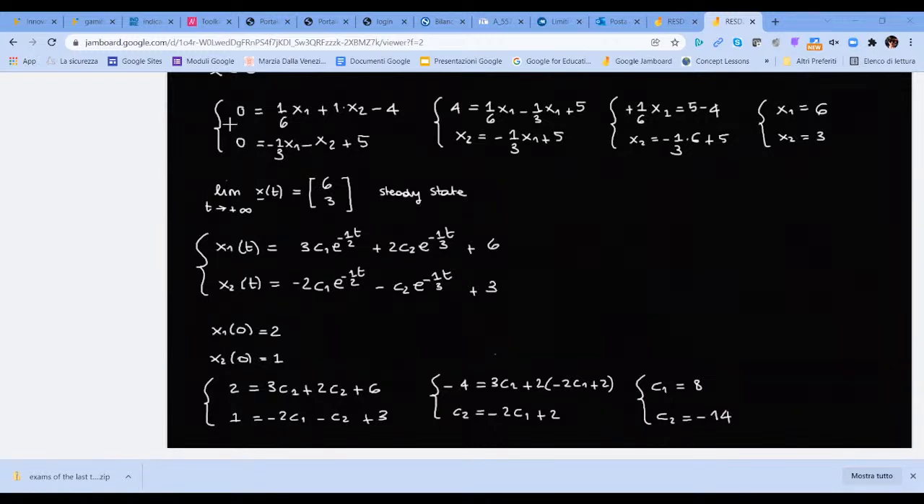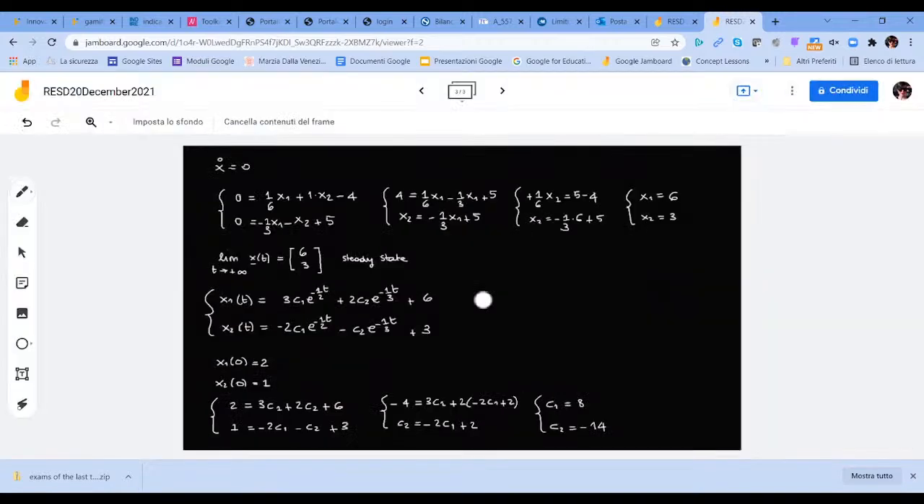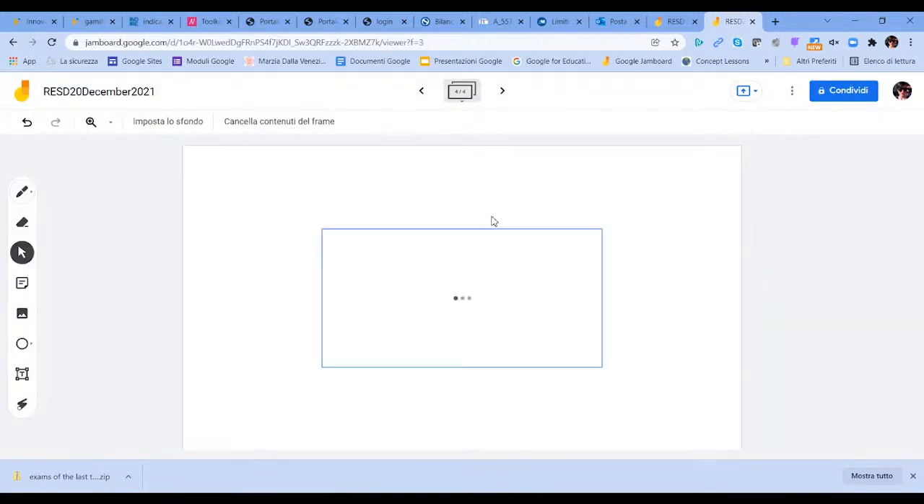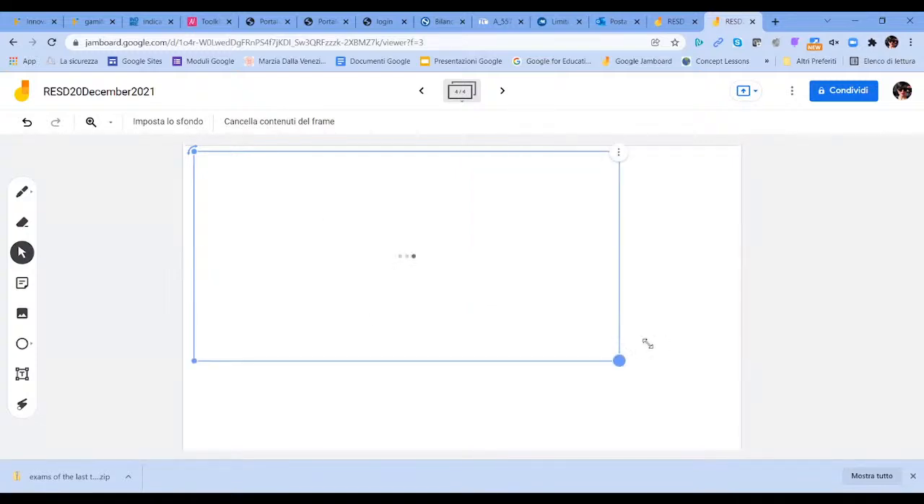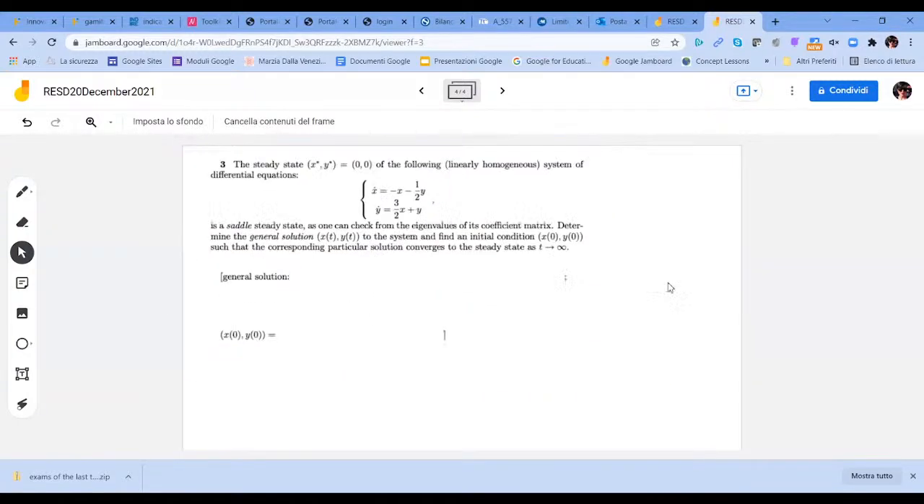You have a steady state. This is 0, 0, and initial condition. Now you have to find the initial condition. Yes, you have to find it. This is where we had the initial condition. I can put the image on the slides. Okay.